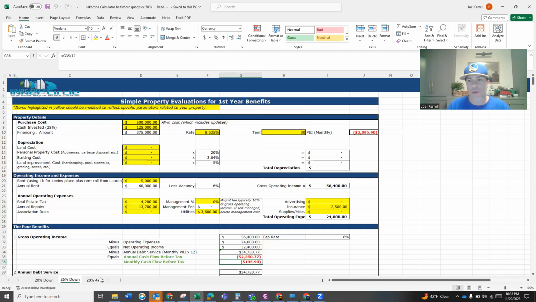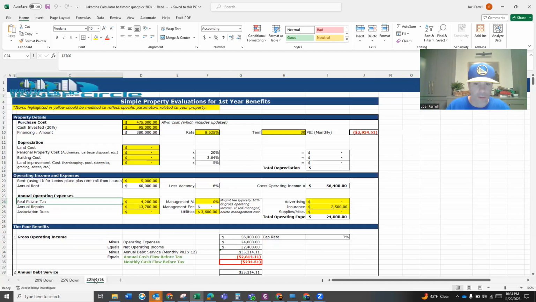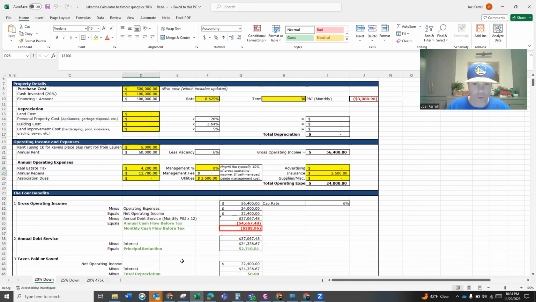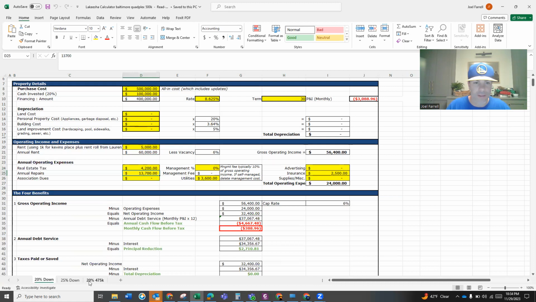Okay, what if we pulled another lever? What if we went to 20% down again, but lowered the price, and maybe we got the seller to come down on price to 475? That brings us down to 234. So a 25K price reduction essentially only lowers the payment by a couple hundred dollars. Kind of crazy when you think about it like that.